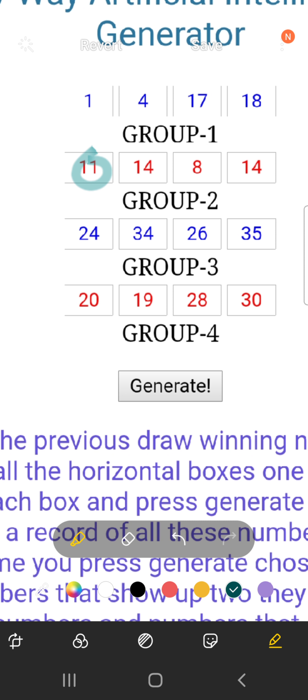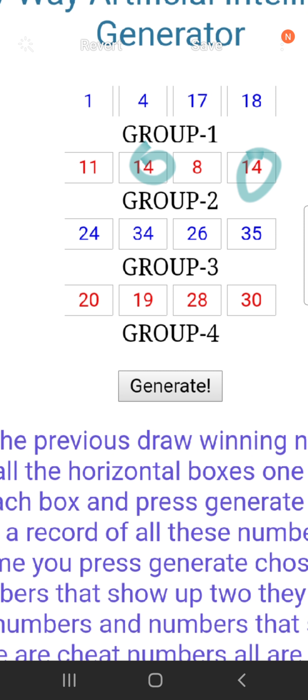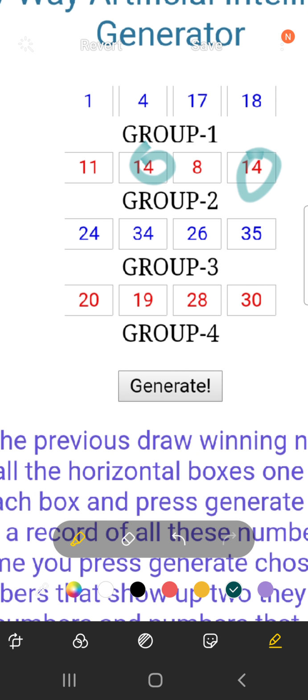So you see that? That is how you use the PlAYWAY artificial intelligence generator. Look at 14, it shows up here 2 times, right? And if you meet 14 again, even better. So 14, 14, right? Once a number shows up 2 times or more, it is considered a hot pick number, right?